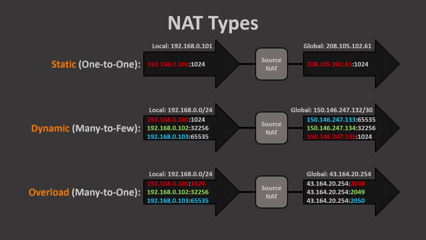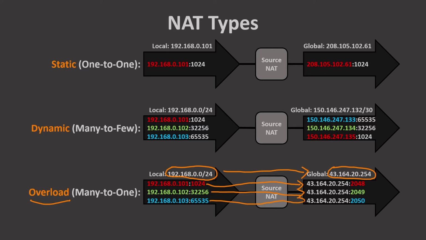The final type of NAT is NAT Overload, which is a many-to-one model. This is where we again have a local range, but we only have one global IP. And so we set up a rule to translate our local host to the same global IP and use port translation. And that's why this is sometimes called port address translation. And you can see here as these hosts initiate traffic through the NAT, each one of their connections is NATed to the same global IP but on a separate port.